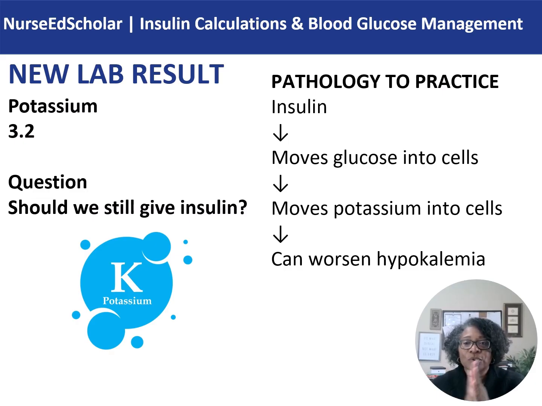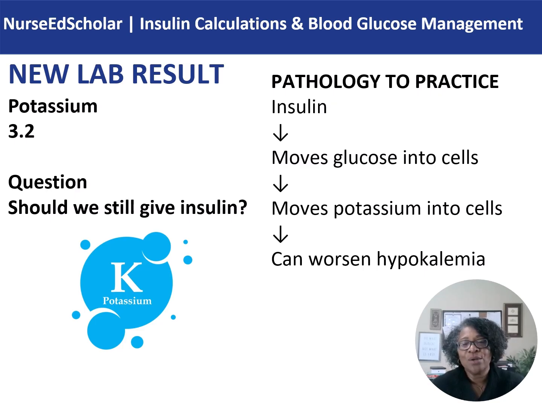Okay, so we said we weren't going to give the insulin, right? We're going to hold off. We need to assess the patient and look at his labs. You go to your EHR, your electronic health record, and you look and you're like, oh man, his potassium is 3.2. Now, should we still give the insulin?